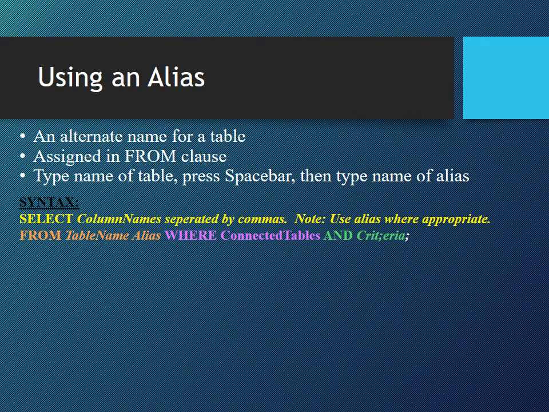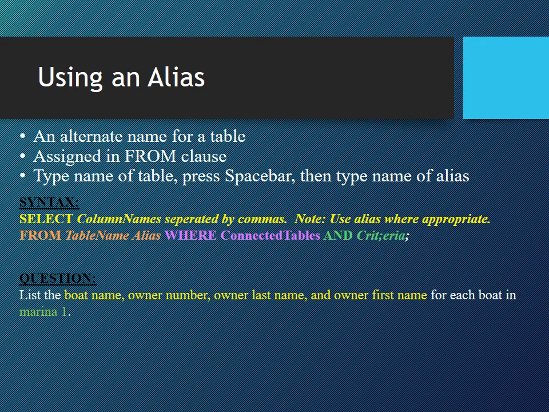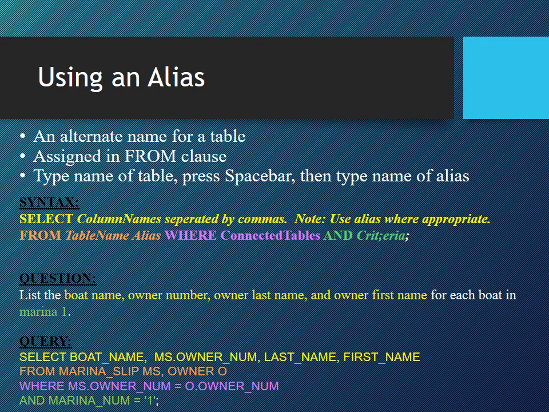Simplicity is one reason to use an alias. It can simplify the construction of lengthy MySQL statements. Let's look at an example. The questions are the same as we've seen before. And now I use my alias. Notice the use of the alias in the select and where statements. The alias is assigned in the from clause. I have MS after Marina Slip and O after owner. That means I am temporarily naming the Marina Slip table MS and the owner table O.